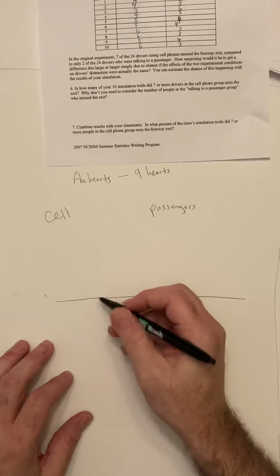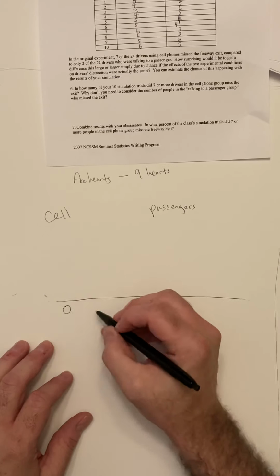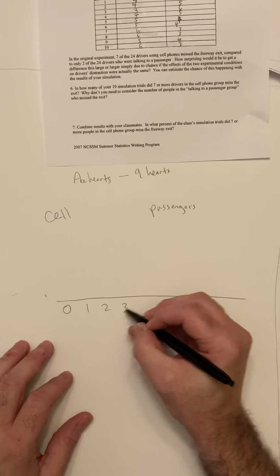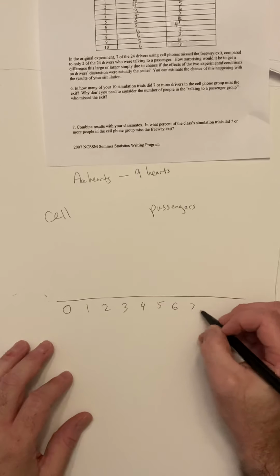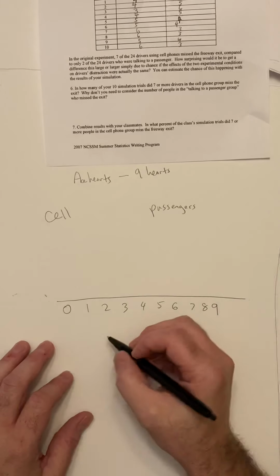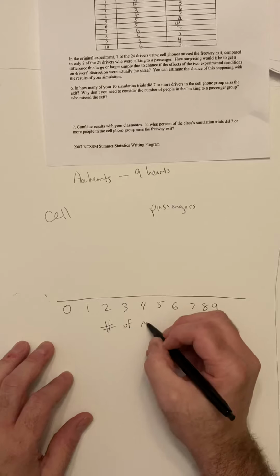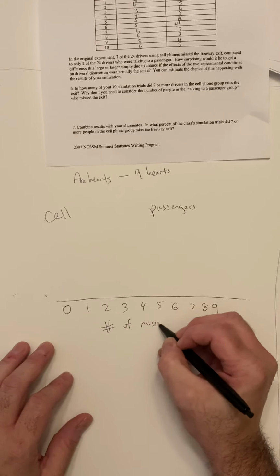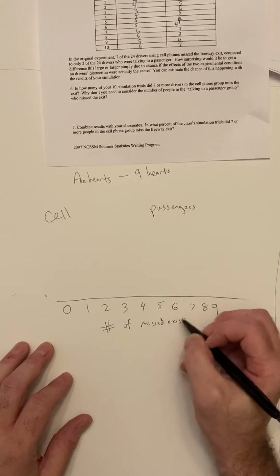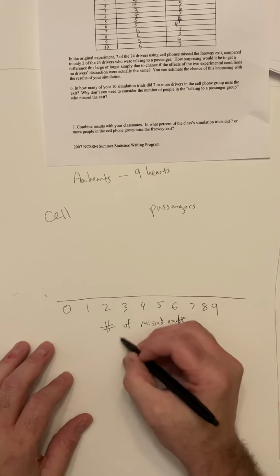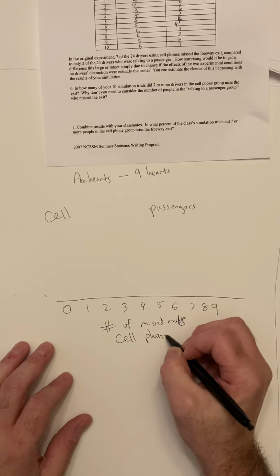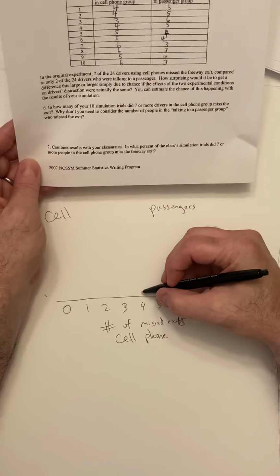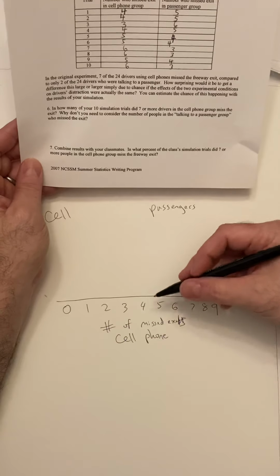So, there's a possibility of missing 0 exits, 1, 2, 3, 4, 5, 6, 7, 8, 9. So these are the number of missed exits for the cell phone group. And here was our data. I'm going to make a dot plot to show you, basically a chart, with what happened.